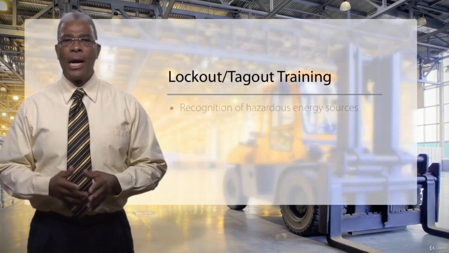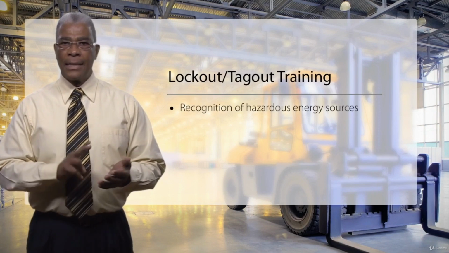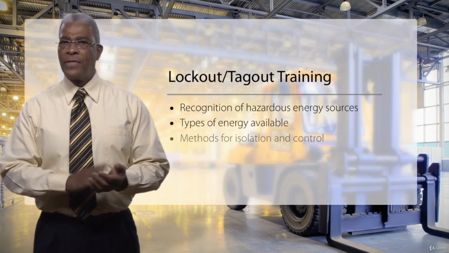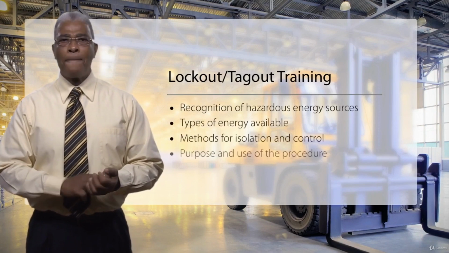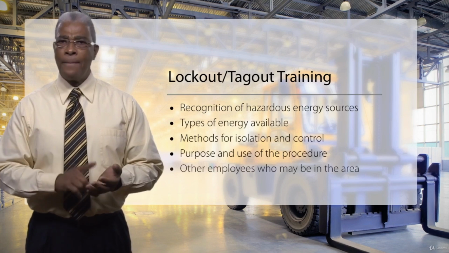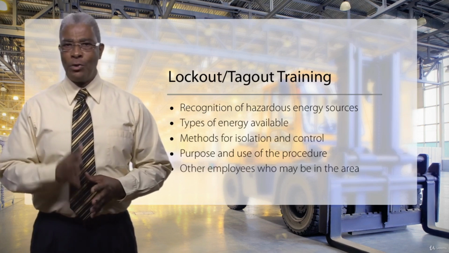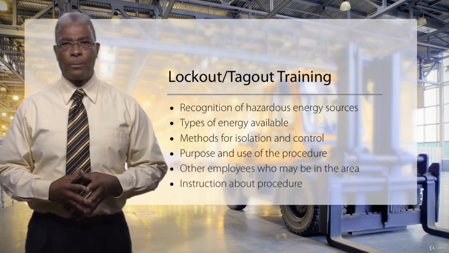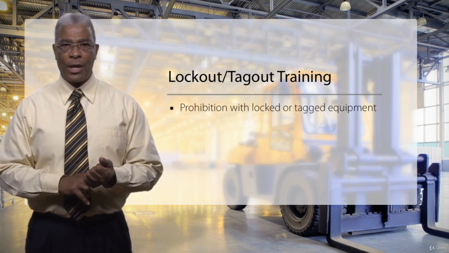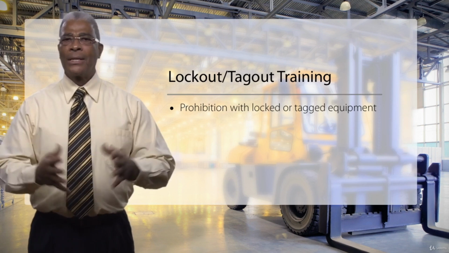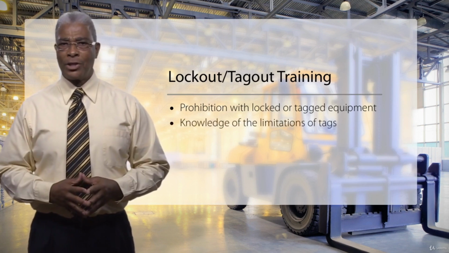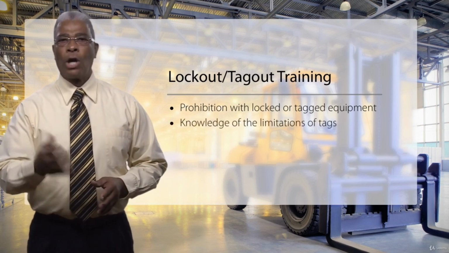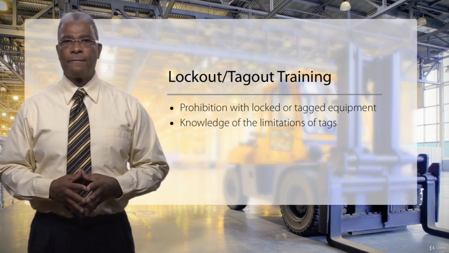Training must include recognition of hazardous energy sources, types and magnitude of energy available, the methods and means for isolation and control, purpose and use of the procedure, other employees whose work is in or may be in an area using lockout-tagout, and instruction about the procedure and prohibition concerning starting locked or tagged equipment. When using tagout systems, training must include knowledge of the limitations of tags. Tags are only warning devices and do not provide physical restraint.